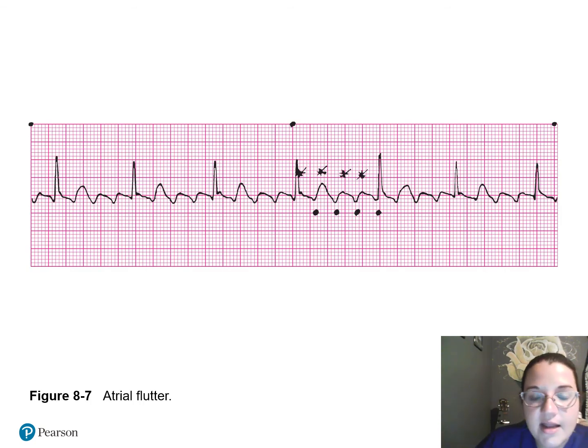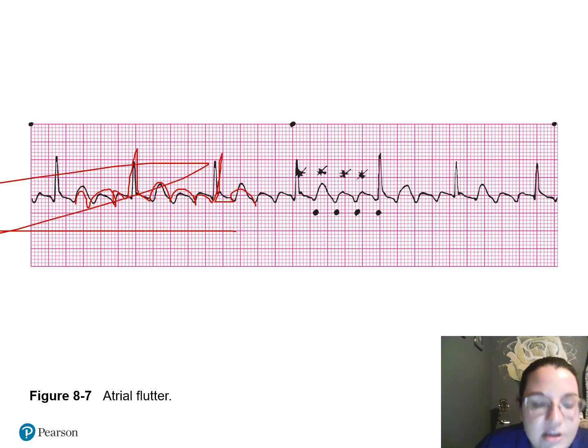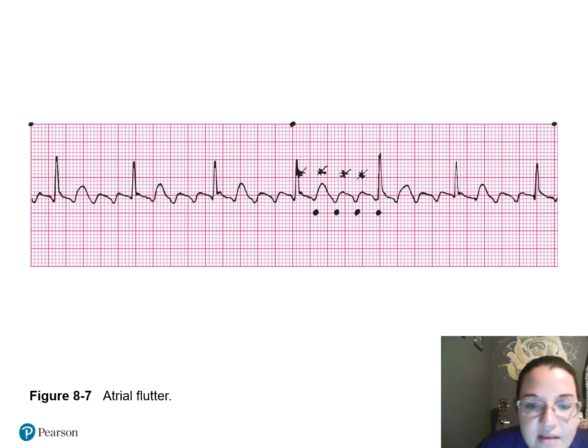So this is what a flutter looks like. It's just like what I drew. You'll notice all these P waves, and then we have a QRS, P. So how do you get that interval? You don't. It's not applicable. And how do you get the P wave? Your atrial rate and your ventricular rate: your atrial rate is counting these P's by 10, and your ventricular rate is counting the QRS's by 10. And then we obviously follow our 5 questions, our rules.